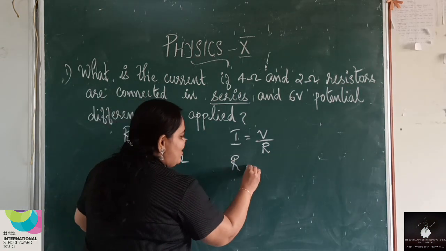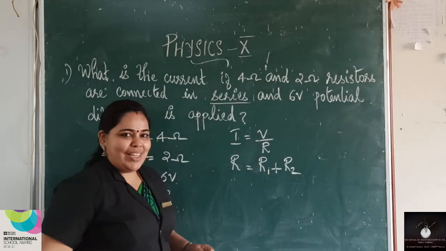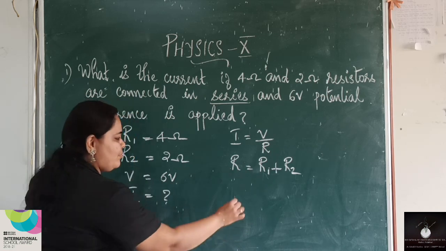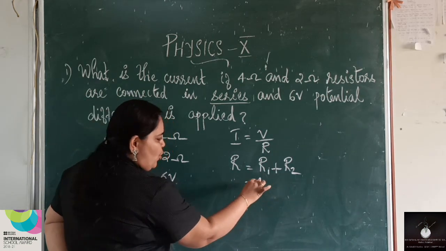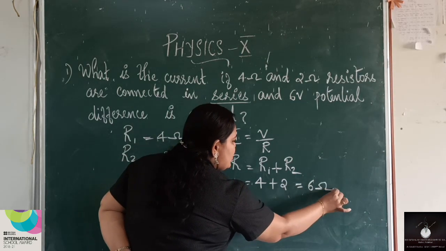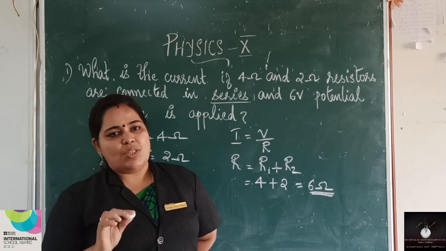Yes, R is equal to R1 plus R2. Very easy, just to add, isn't it? So find out. R1 is 4. 4 plus 2, which is equal to 6 ohm. So you got the effective resistance as 6 ohm.